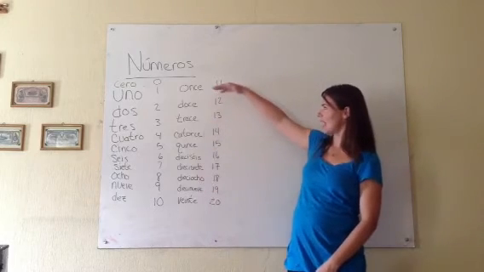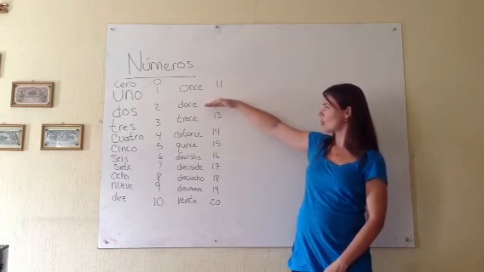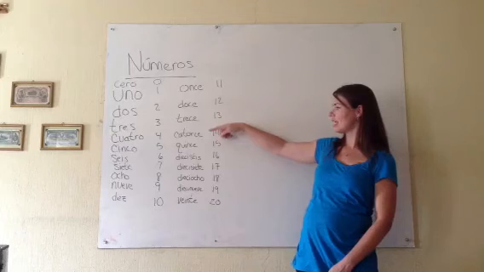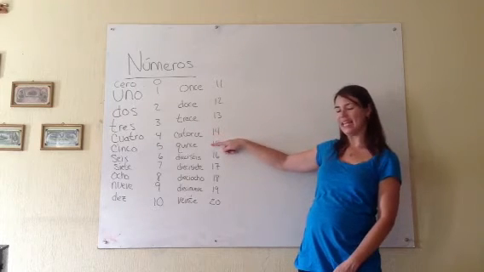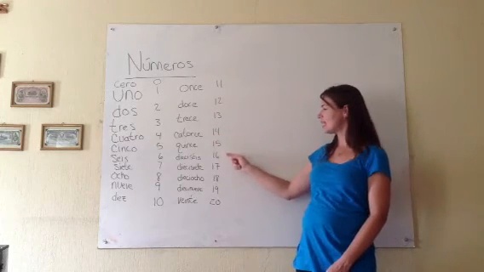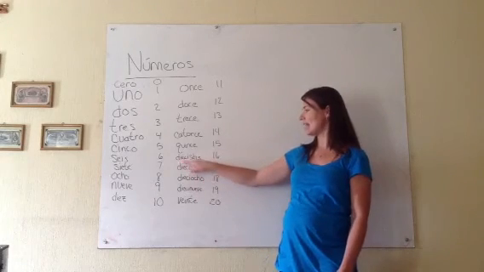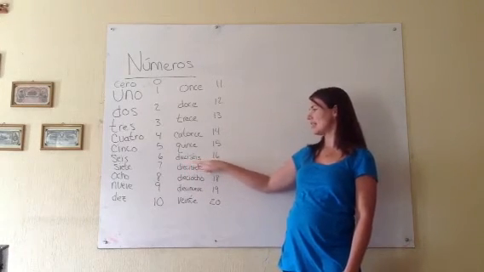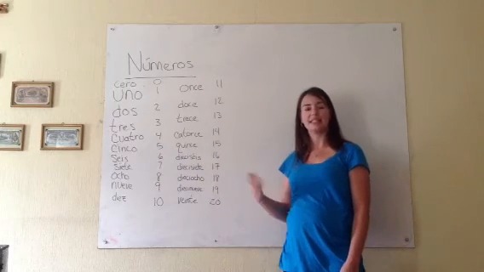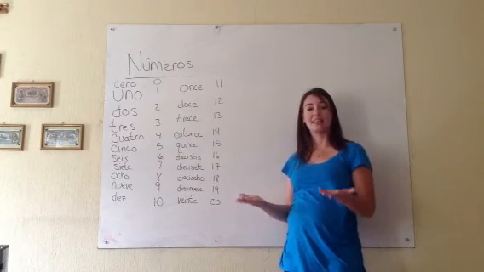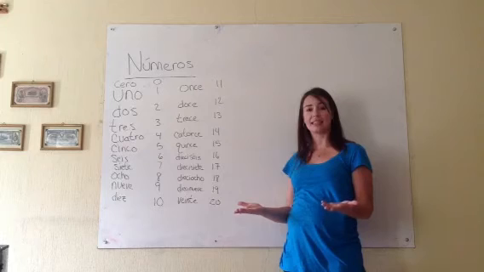Let's say these numbers again. 11, 12, 13, 14, 15. The teen numbers are simple to make. You just add 10 and 6 to make 16. 10 and 6. 10 y 6.